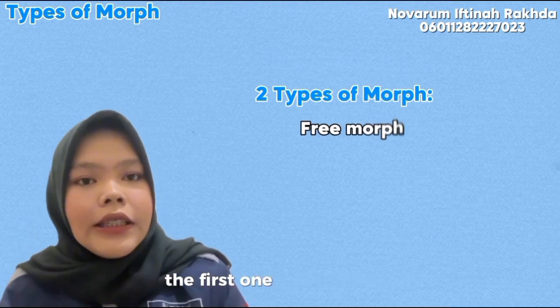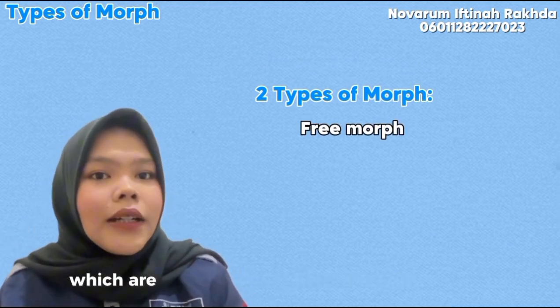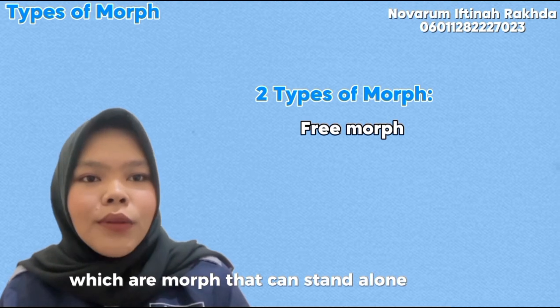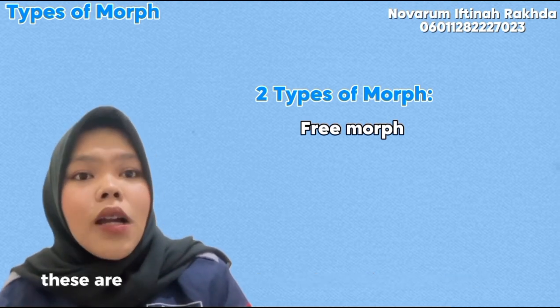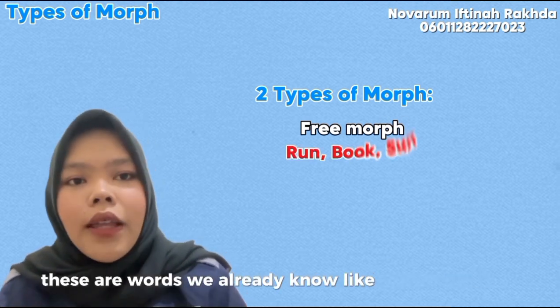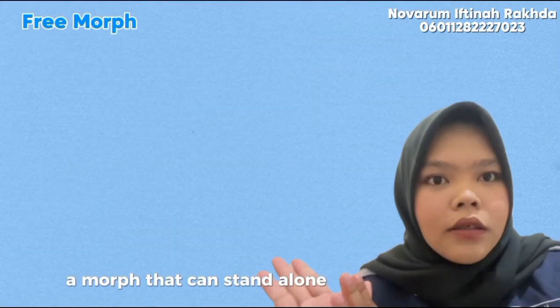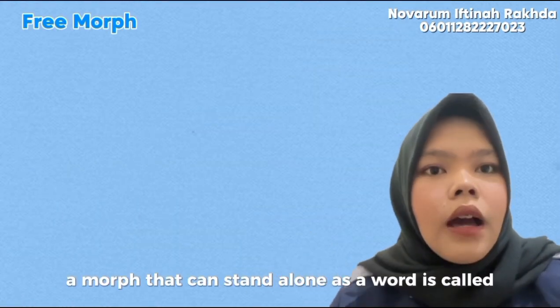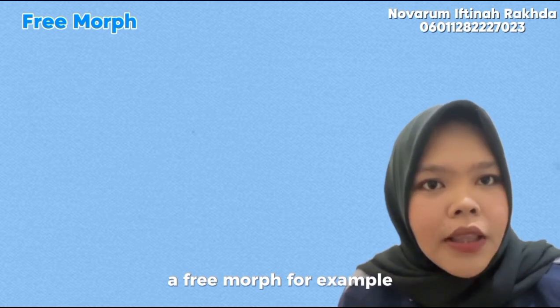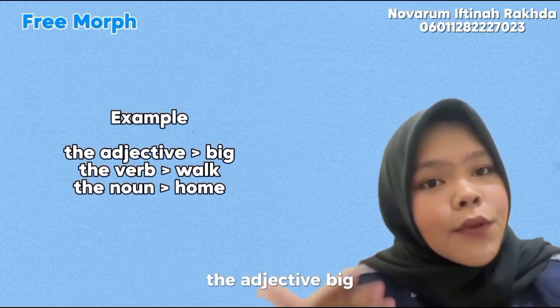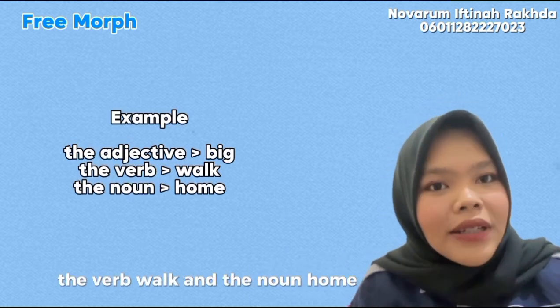The first one is free morphs, which are morphs that can stand alone as words. These are words we already know like run, book, or sun. A morph that can stand alone as a word is called a free morph. For example, the adjective big, the verb walk, and the noun home are free morphs.